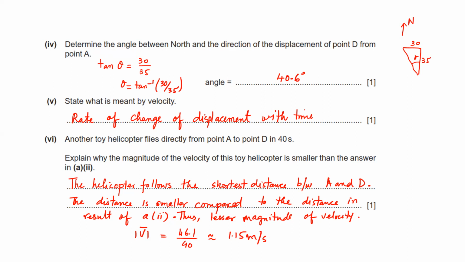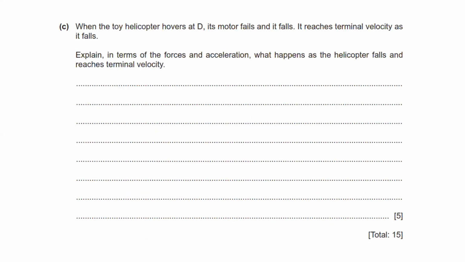Then part 2, it says when the toy helicopter hovers at D, its motor fails and it falls. It reaches terminal velocity. As it falls, explain the forces and acceleration that happen. What happens as the helicopter falls and reaches terminal velocity.